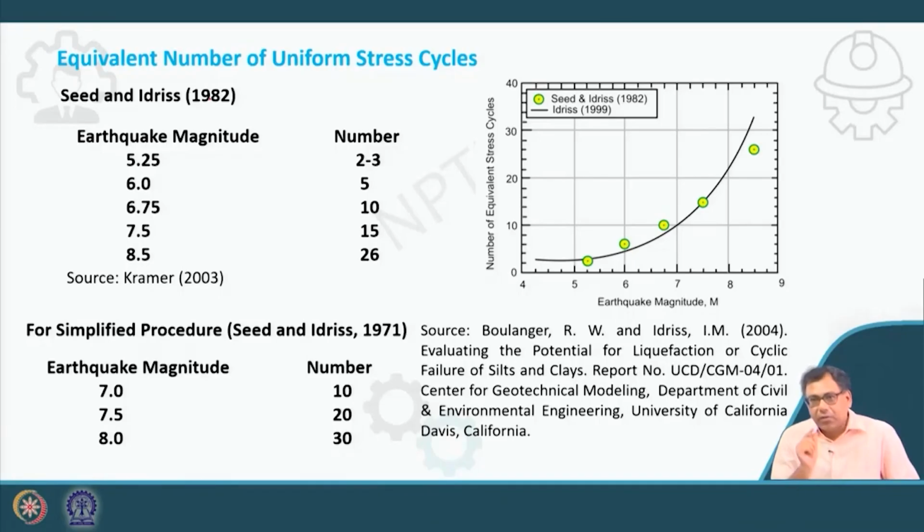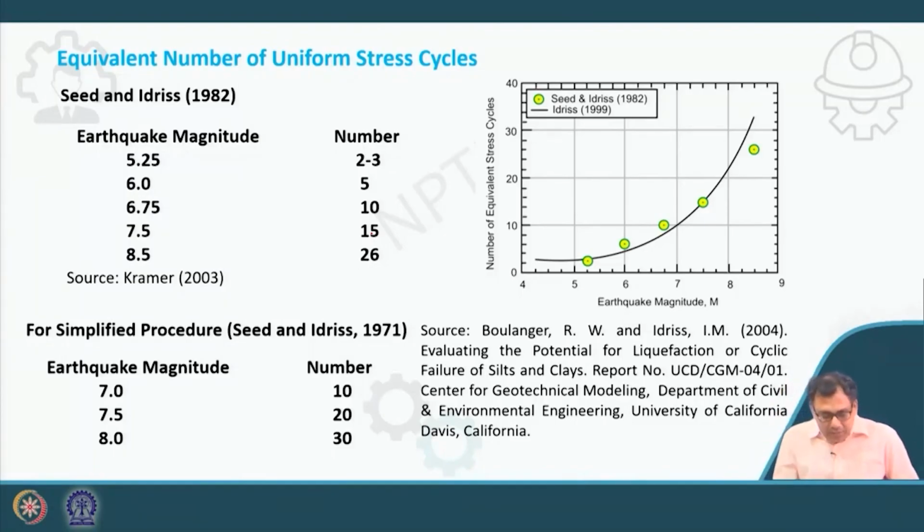But remember that when we are talking about the number of uniform cycles, here we have assumed that tau average is 65% of tau max. If you change that value, then this number of uniform stress cycles will also change. These numbers are valid if tau average is 65% of tau max. Clear? So for a 5.25 earthquake it is 2 to 3, for 6 it is 5, and for 7.5 it is 15 uniform stress cycles.